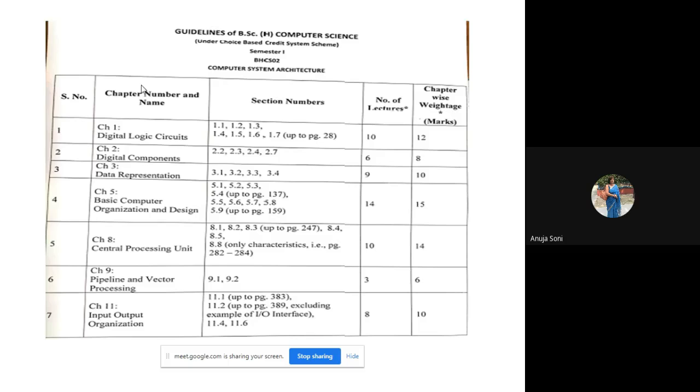If you talk about the first chapter, as many sections as are mentioned here in the guidelines, only those sections you have to refer to in order to prepare for the exams. Similarly, chapter 2 is your digital components, and again various sections are mentioned. This way, your guidelines are detailed chapter by chapter and section by section. And it happens so for all the papers, not only for one paper. Whenever the classes start, all the teachers will provide you these guidelines for their respective papers.